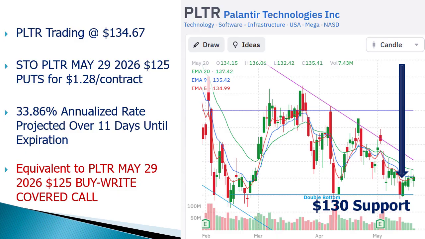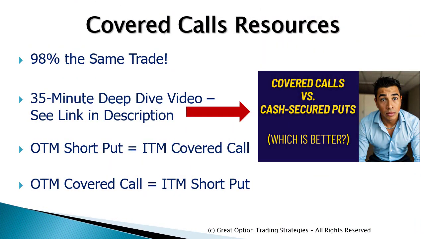And the gains from both versions of the trade are derived from the same thing, the dissipating time value on their respective options. I've added some links in the description if you want a deeper dive and to see more examples, but providing we're talking about the same strike price and the same expiration date, an out-of-the-money short put and an in-the-money covered call are basically the same trade.